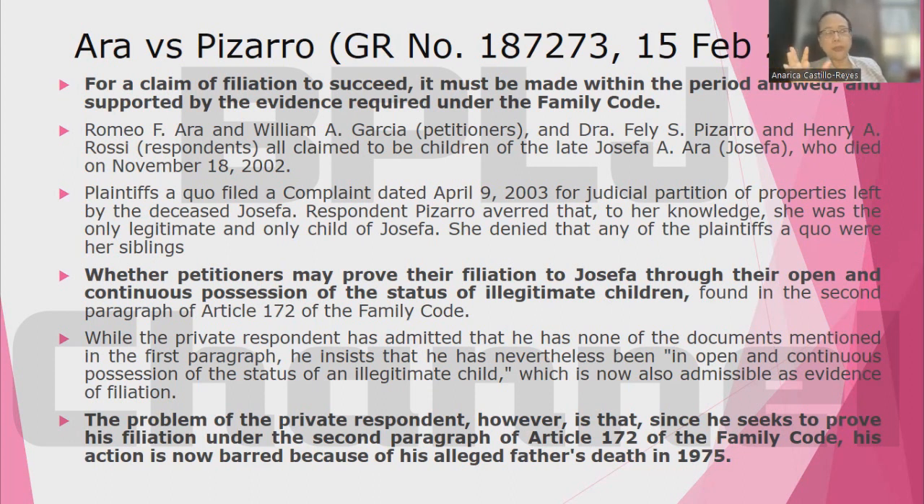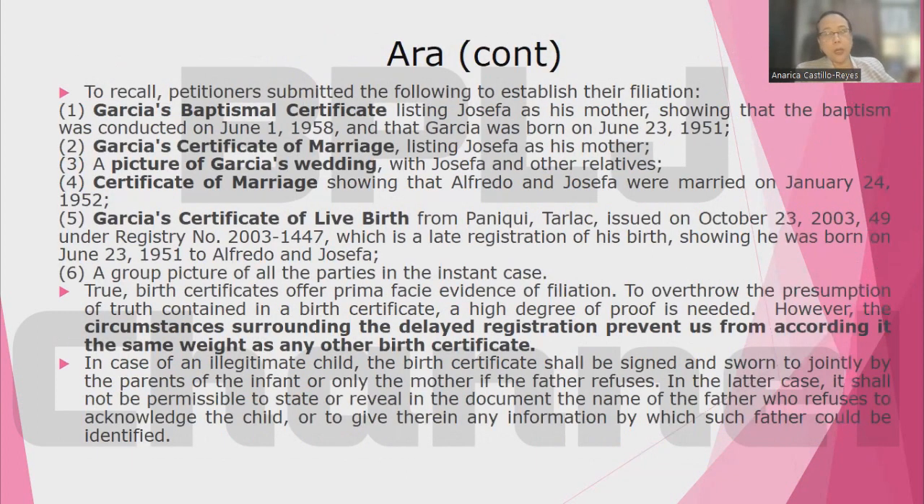Okay, now, the issue is whether petitioners may prove their filiation to Josefa through their open and continuous possession of the status of illegitimate children. Remember, Josefa here already died. Even despite the death of the putative parent, they wanted to establish their illegitimate filiation. What is the ground that they will use? The open and continuous possession of their status as legitimate children. The problem of the respondent, however, is that since he seeks to prove his filiation under the second paragraph, his action is now barred because of the putative father's death. Okay, to recall, petitioners submitted the following to establish their filiation.